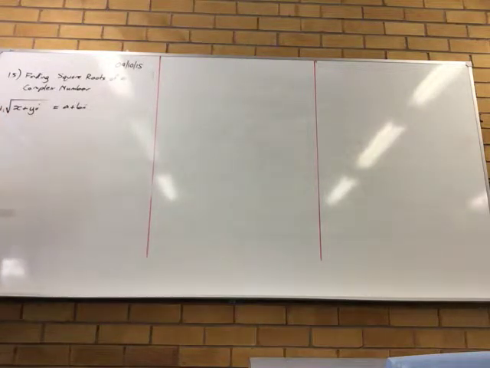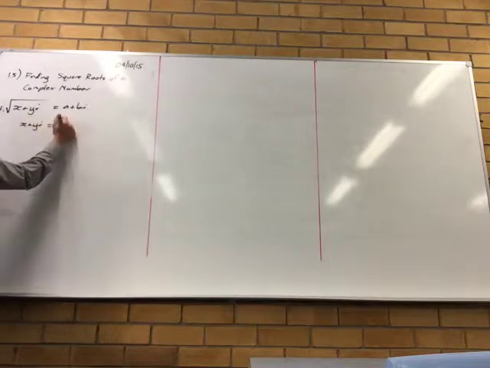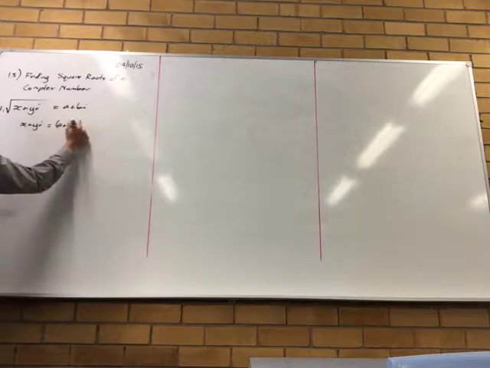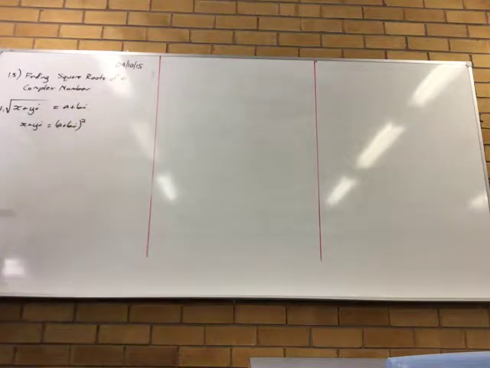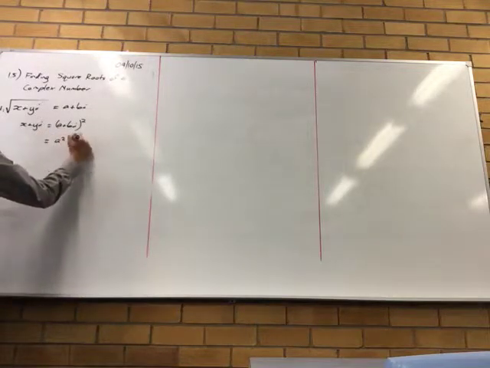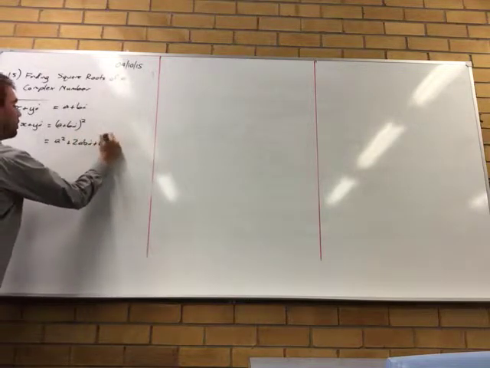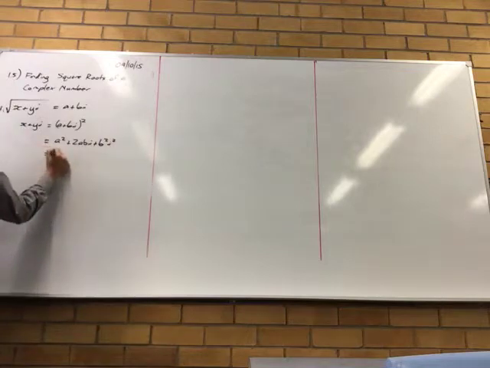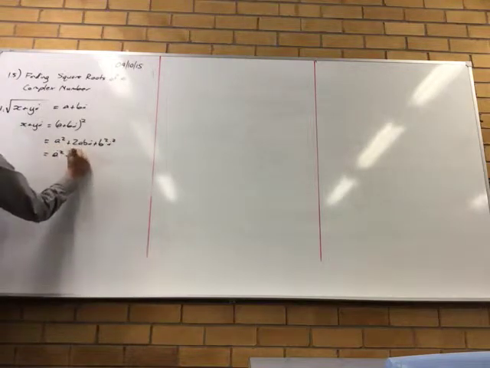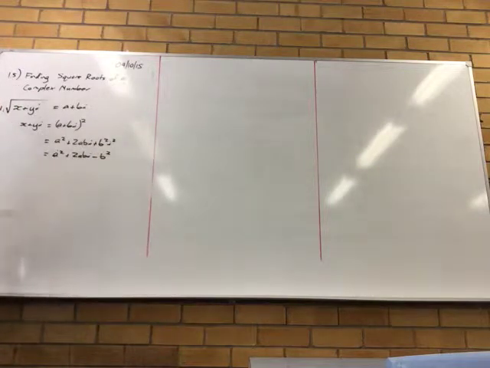And then we want to square both sides. So x plus yi is going to be a plus bi all squared. Okay, expand the right hand side. A squared plus 2abi plus b squared i squared. So it would be a squared plus 2abi, take away b squared. Of course, remembering your result that i squared is -1.